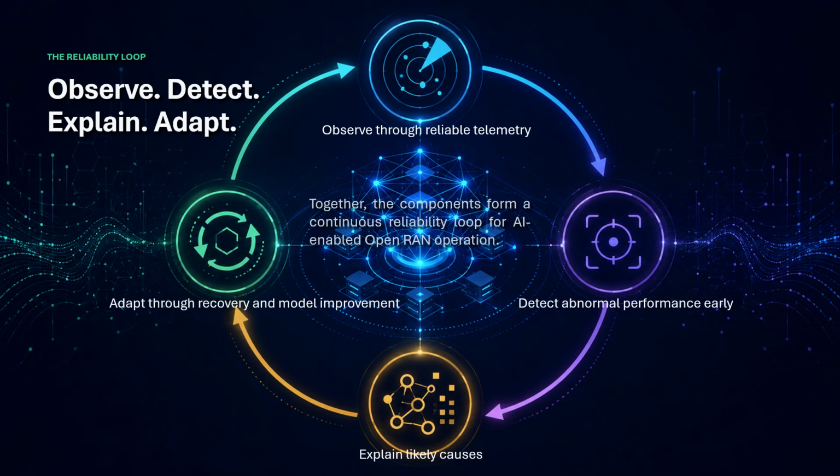Together, these components form a reliability loop for OpenAI RAN. The system observes the network through reliable telemetry. It detects abnormal performance behavior early. It explains the likely root causes. And it supports future adaptation, recovery, and model improvement. This changes monitoring from a reactive process into a proactive and explainable one.